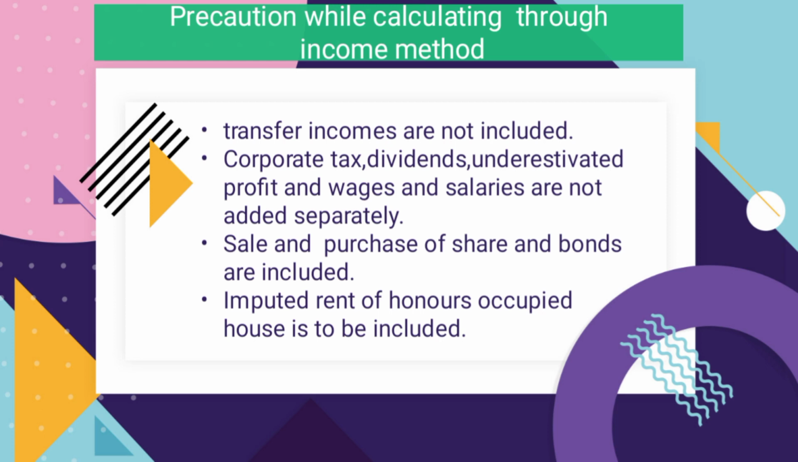While calculating by this method also, we have to take some precautions. Transfer incomes are not included. Corporate tax, dividends, undistributed profit, and wages and salaries are added separately, not included separately. Sale and purchase of shares and bonds is not included. Imputed rent of owner occupied house is to be included.